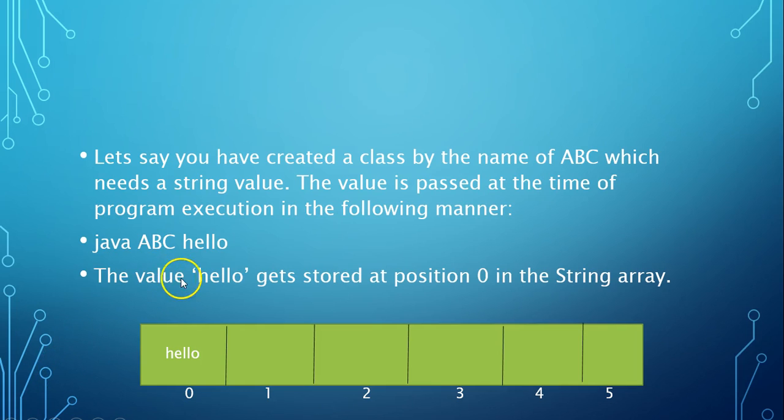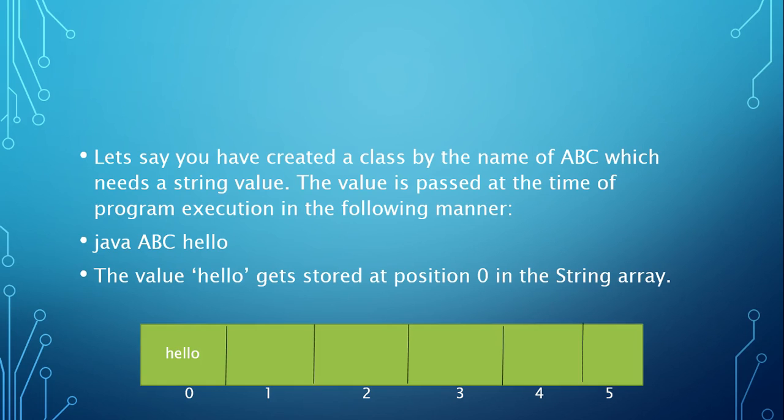Now in this example, the first value hello will be stored in the string array at the first position, which is numbered as 0. In an array, we have to remember this. Every value is numbered and the numbering of the values doesn't start from 1 but it starts from 0. So the first value is stored at position 0. The next value is stored at position 1.